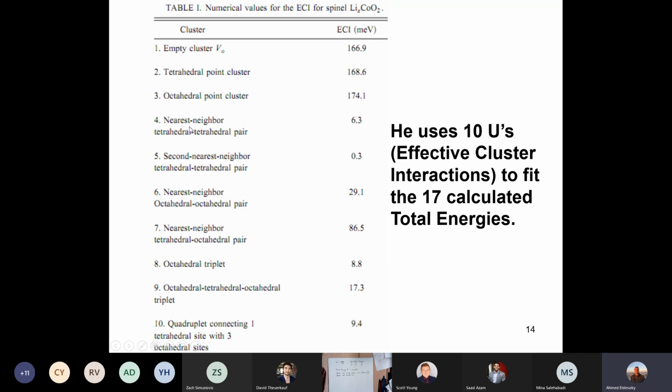It depends on the site energies, right? This is an interaction. It's a pairwise interaction. So I don't know how to read this and say what is the energy associated with filling a tetrahedral site. And actually this is for spinel. So in this spinel, maybe the tetrahedral sites are filling first. I see, okay.